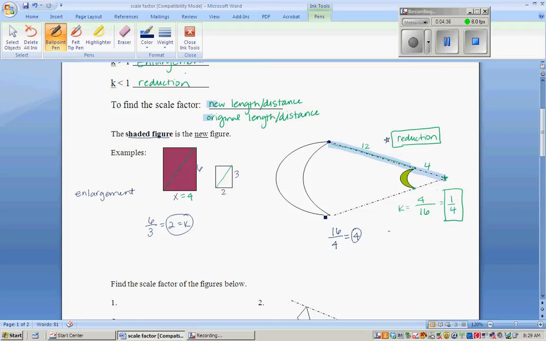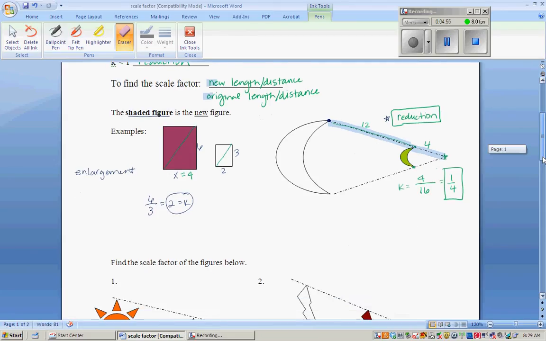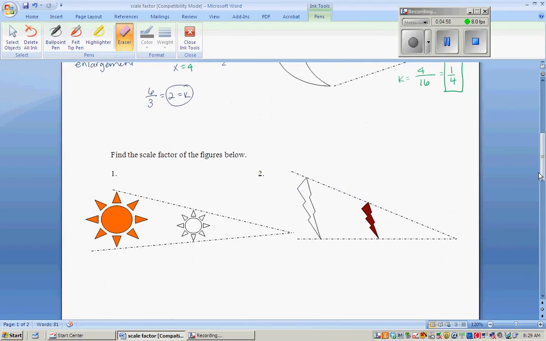No. So all you've done means you've done it backwards. We are just going to flip this over to get k equals 1/4. You just turn it over. So it's an easy fix. Now we're going to get rid of all this mess. Let's go down here and try these two.